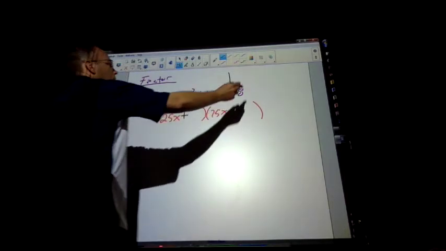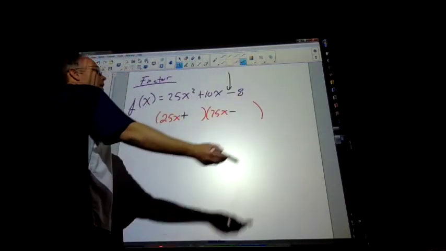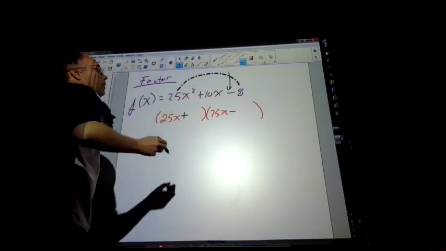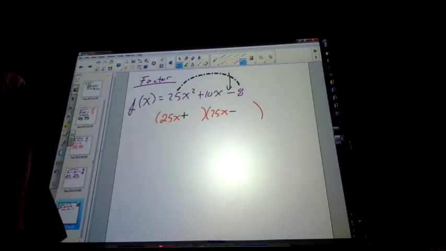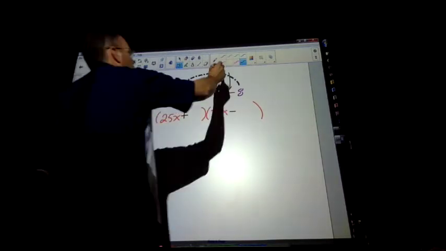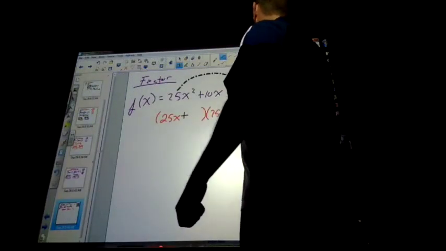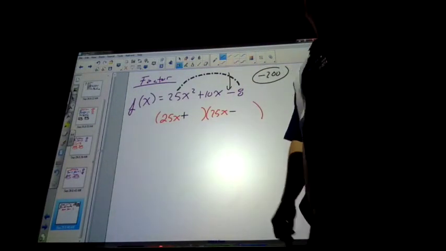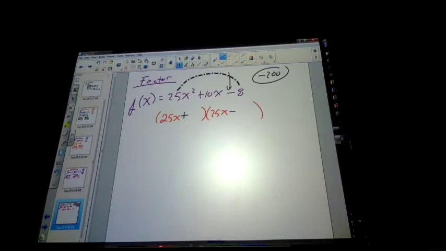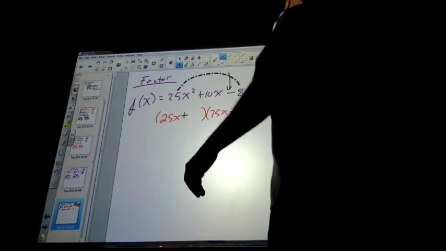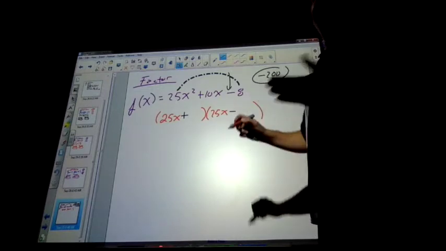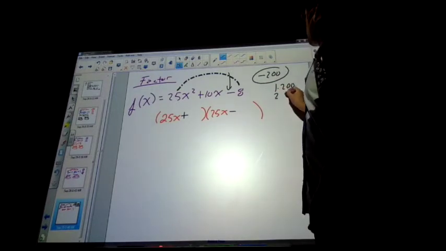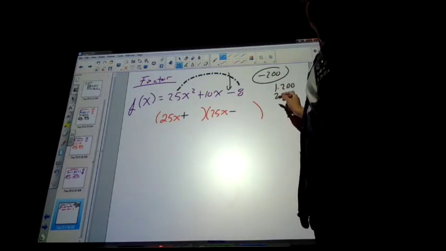Okay? What is -8 dreaming about being? What is it? -200? I like it. Good. So -200 is what -8 is dreaming about being. Okay? So I want to figure out the factors of 200, one being positive, one being negative, that would add up to be 10. So I'm just going to go through. I got 1 and 200. And I know some of you can do this a lot faster. 2 and 100. What else?